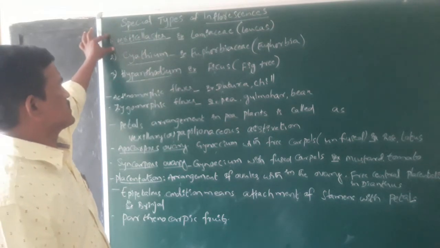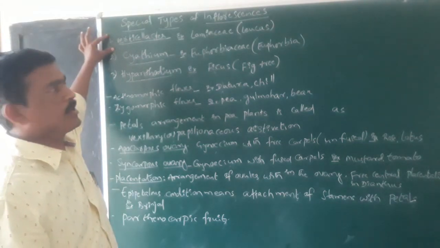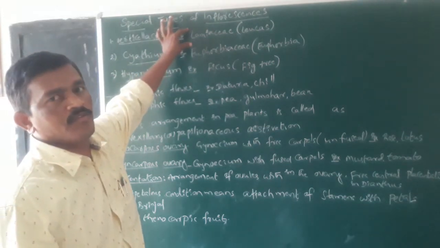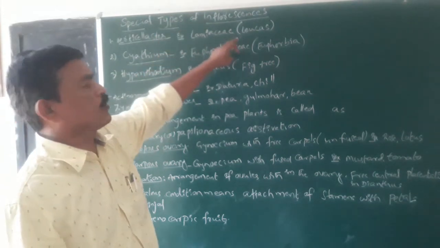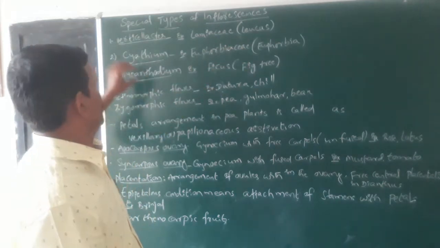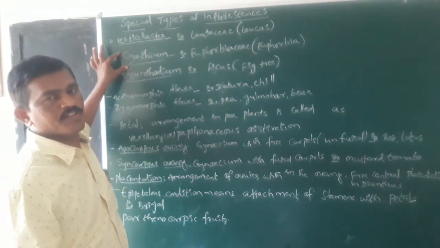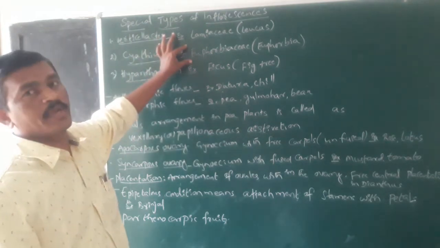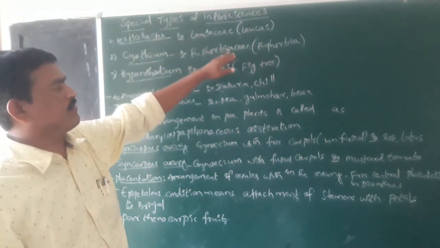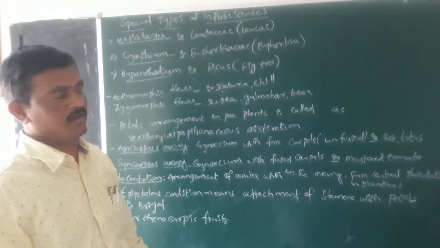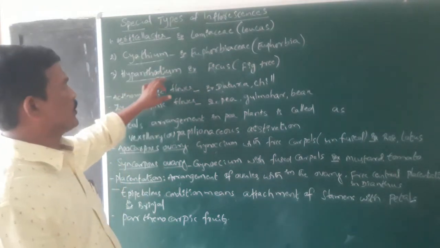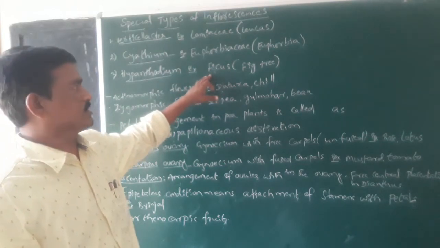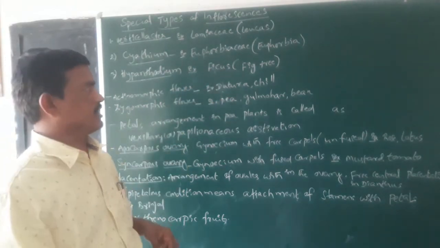Verticellaster inflorescence is seen in family members like Lamiaceae. An example from this family is Leucas. And a cyathium type of special inflorescence is found in Euphorbiaceae members. An example from this family is Euphorbia. And hypanthodium type of inflorescence is seen in Ficus members. An example for this one is the fig tree.